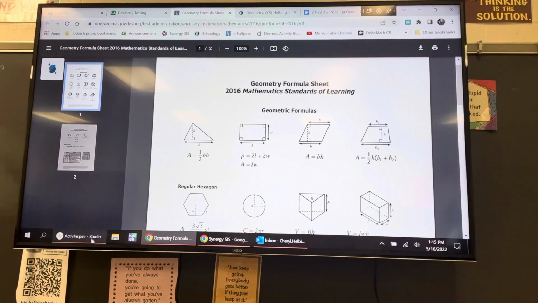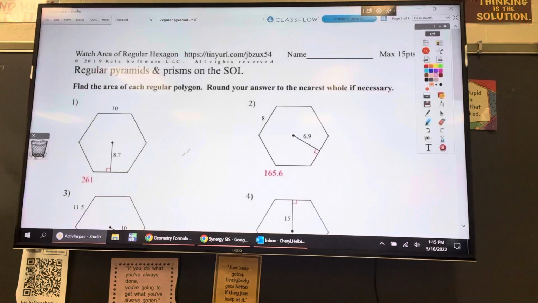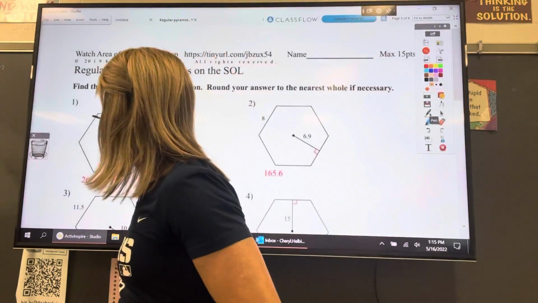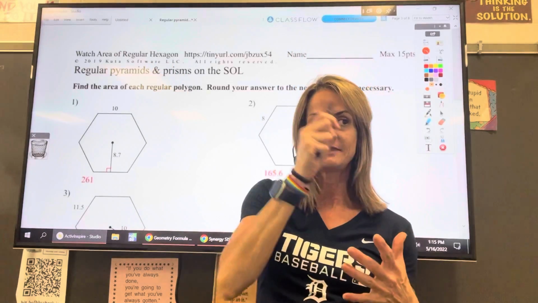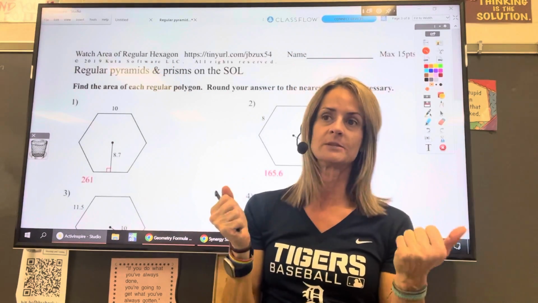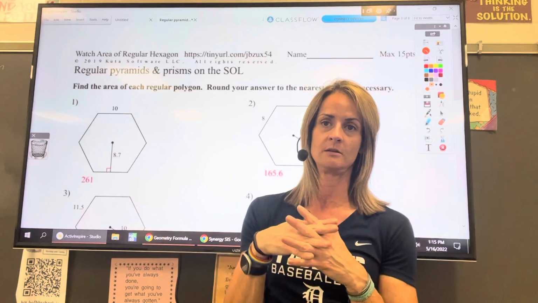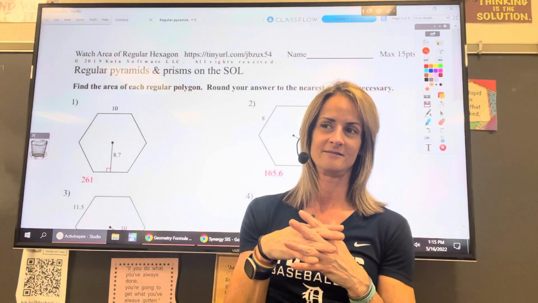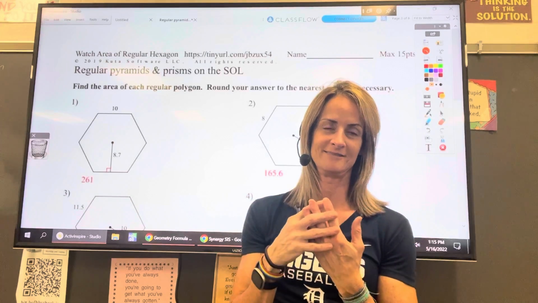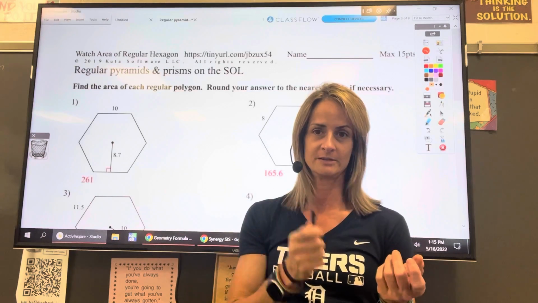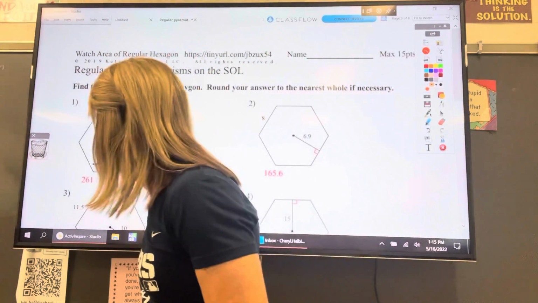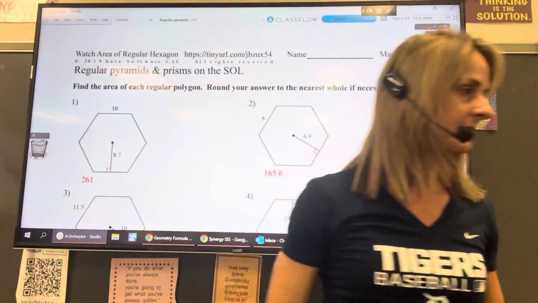So where are we? Okay, so the formula is 1/2 P times A. So number one, we are given a regular hexagon. The length of the side is 10, that's S. Since there are 6 sides and it's regular, that means the length of all the sides, they're all the same, and there's 6 of them, so it's 10 times 6, so the perimeter is 60. Are you with me? Everybody good? 10 times 6, 60, because there are 6 sides, or 10 plus 10 plus 10 plus 10 plus 10 plus 10. Okay. And then the apothem is given here, perpendicular, so we know that's the apothem, 8.7.